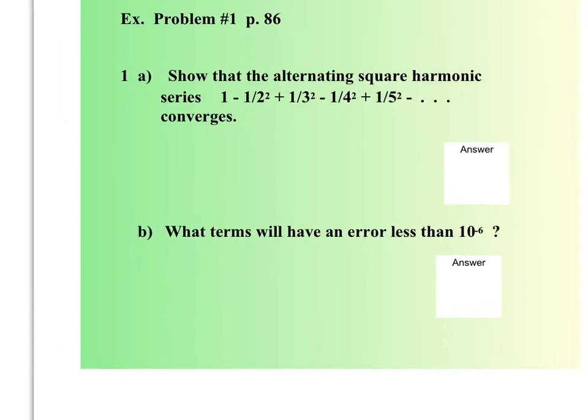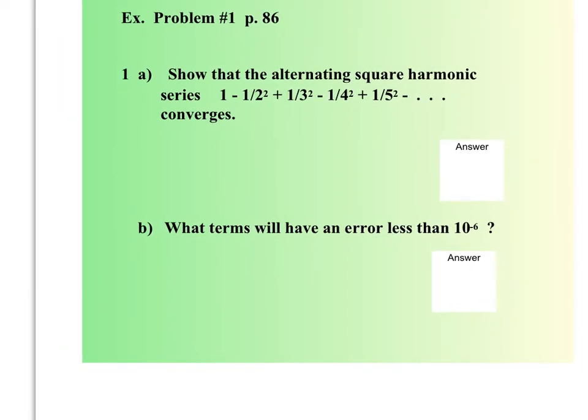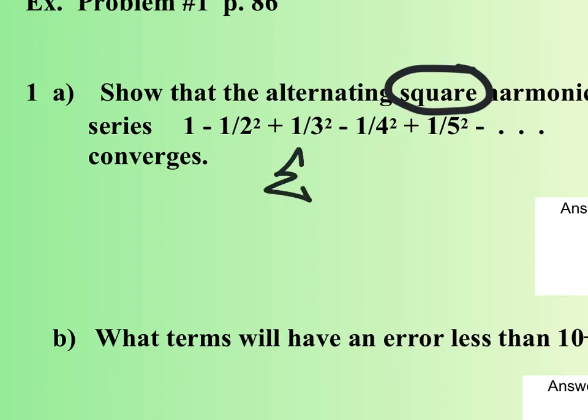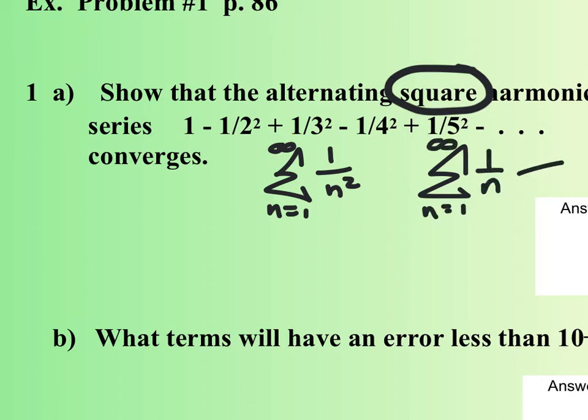Alright, so let's show here that the alternating square harmonic series converges. So we've got to do those 2 things, right? Let's look at what the square harmonic would be: n equals 1 to infinity of 1 over n squared. This is the square harmonic. Recall the harmonic. This is the harmonic here, and this is the square harmonic over here. So let's prove that this thing is convergent.